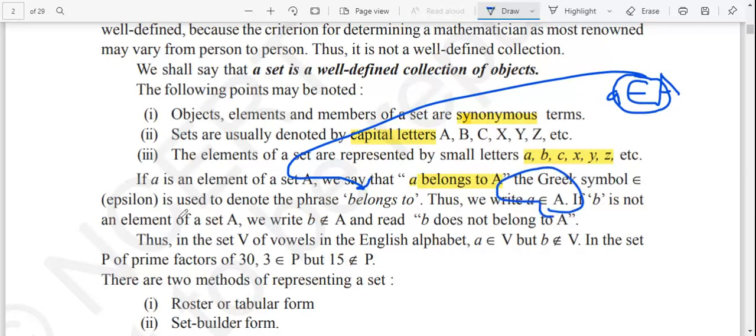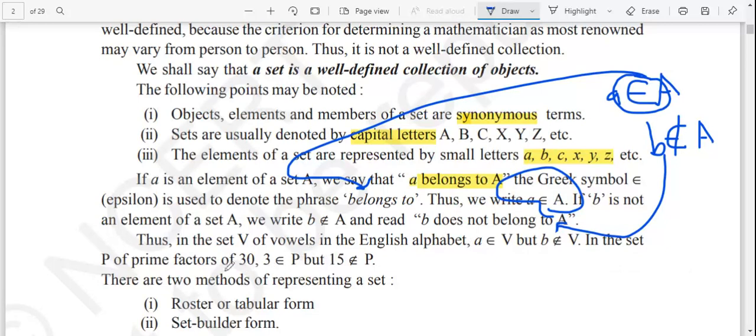If b does not belong to set A, then what do we write? We write it as b does not belong to A. So we conclude it like this. Thus, in the set B of vowels in the English alphabet, a belongs to B while b does not belong to B. In the set P of prime factors of 30, 3 belongs to P.